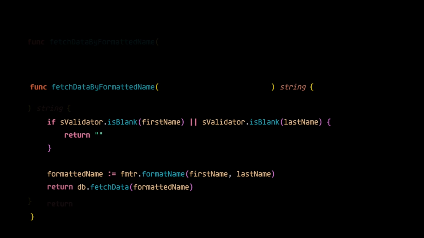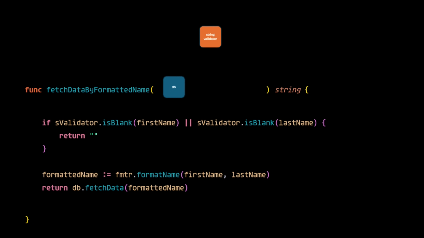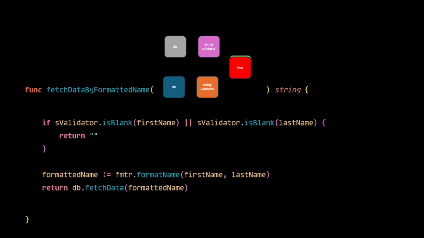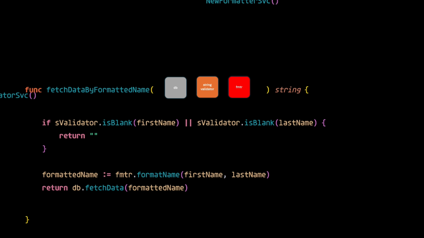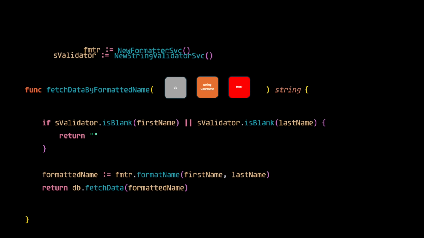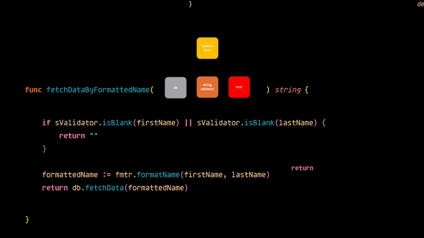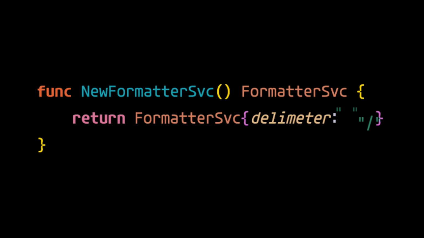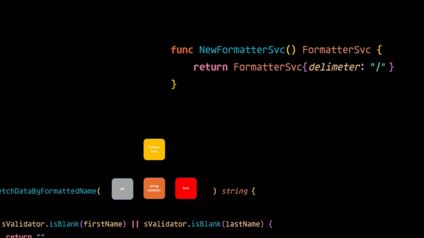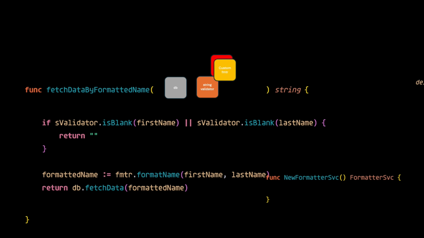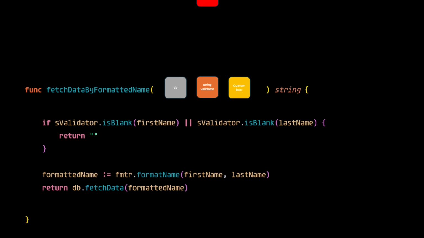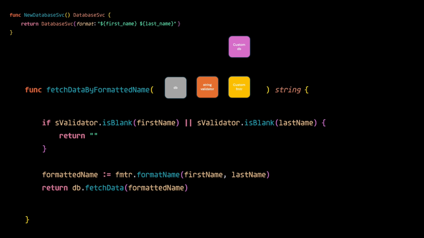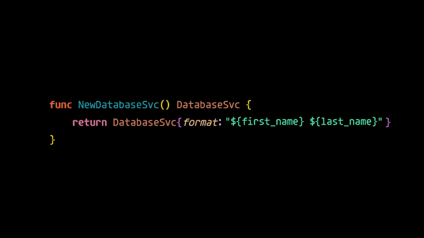And now that these dependencies can be passed in as parameters, we now have more flexibility with the way that we configure what we pass in. For example, now that the use of a specific constructor isn't hard-coded into our function, we can pass in a formatter configured with whatever delimiter we'd like. Likewise, we can pass in a database implementation whose fetch data function accepts that specific format.